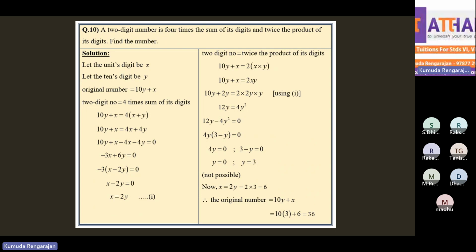So you can read it like this. A two-digit number is 4 times the sum of its digits. Then again, a two-digit number is twice the product of its digits. A two-digit number is 4 times the sum of the digits. Again, the two-digit number is twice the product of the digits. These are the two equations.